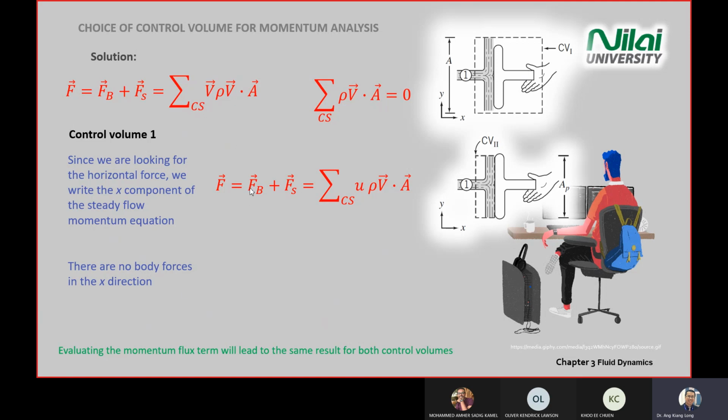So you can cancel out the FB in the equation that I showed you just now. So you cancel out this one. Then you further reduce the momentum equation. You're only seeing surface force equal to the momentum equation in the control surface domain.